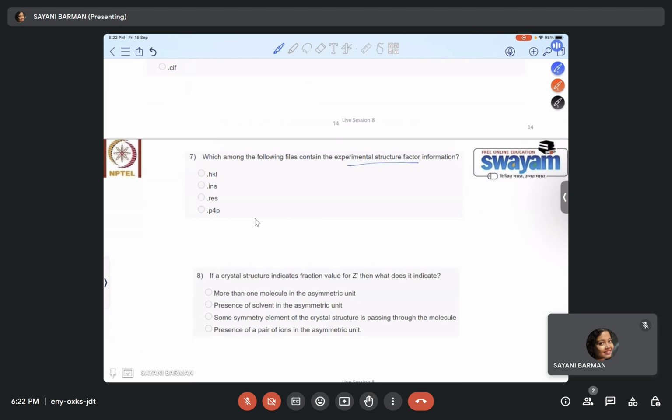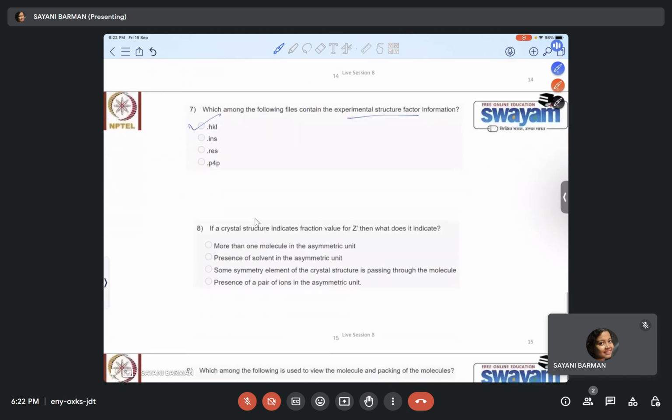Structure factor. It depends on the HKL, so the file name is also like .hkl. Because it's a Fourier transformation of the electron density to get the calculated values of HKL for all reflections, and the file generated is saved as .hkl.